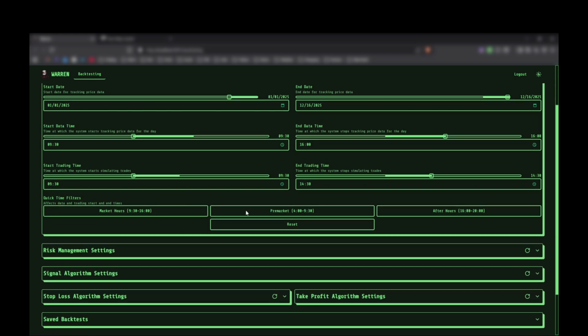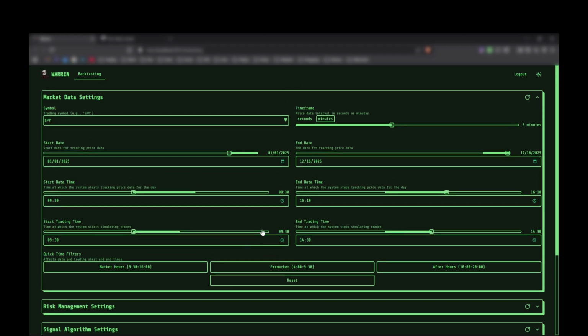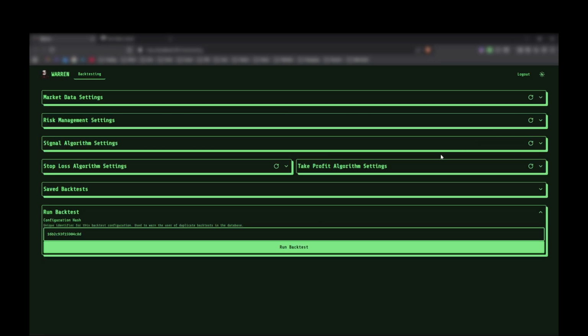We've got some quick time filters here. If I hit pre-market, then it resets the data time and the trading time to pre-market. Go back to market hours, it resets both of them to market hours. We'll go back to 1430 on here for when we run our algorithm. So this is the market data settings for the dashboard. When you're done, this button right here allows you to fill in defaults. And you can collapse it, so it's not distracting you.